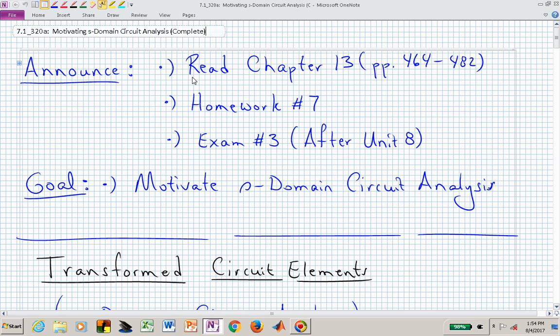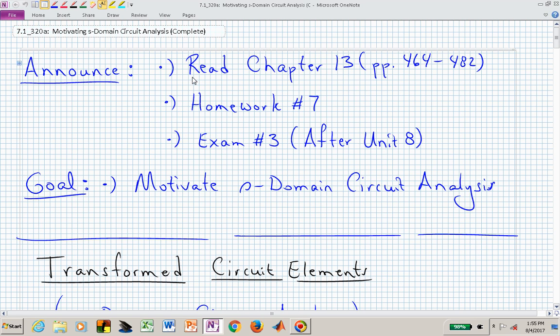We are now in Unit 7, which puts us in Chapter 13, and the first part of Chapter 13 that you need to be reading is indicated here, and homework number 7 is at the end of Unit 7, and we also have exam number 3 coming up after Unit number 8.